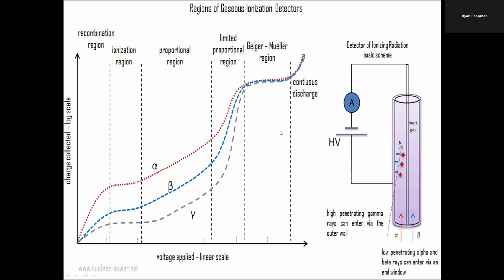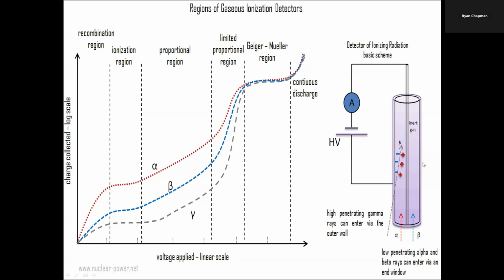In order to understand how a detector works, we need to discuss the gas amplification curve, which I have here on screen from nuclearpower.net. The gas amplification curve is a voltage versus response curve showing the behavior of gas-filled detectors with different voltages applied across them. You can see the voltage is on the x-axis and the response is on the y-axis.